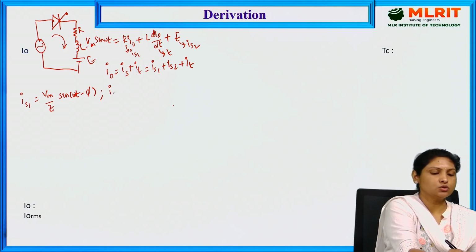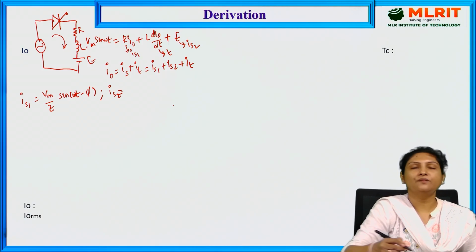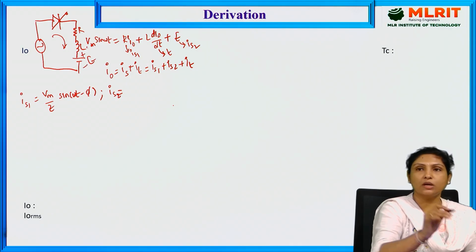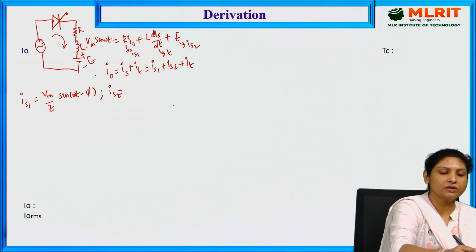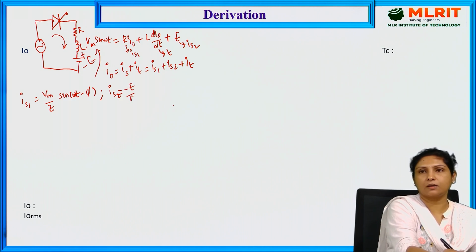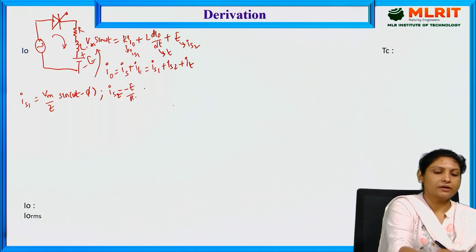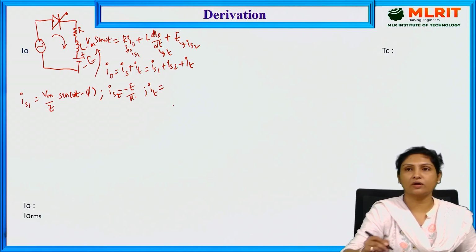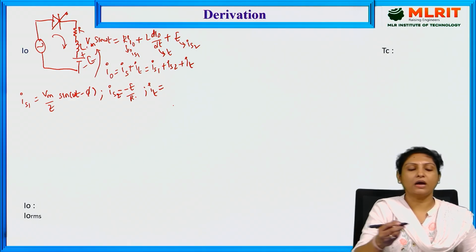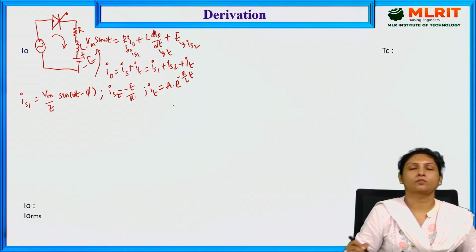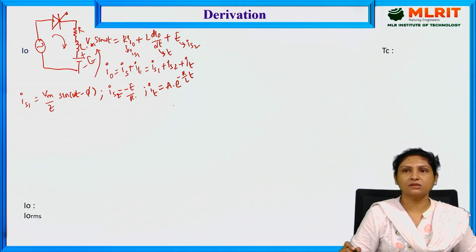whereas IS2 is equal to, if you see, if the EMF alone, this voltage source alone, is present, in that case current will be flowing in this direction. In that case, IS2 will become minus E by R. And now, the transient component of current, IT, is because of the inductor, and we get A into e power minus R by L into T. This is a transient term.